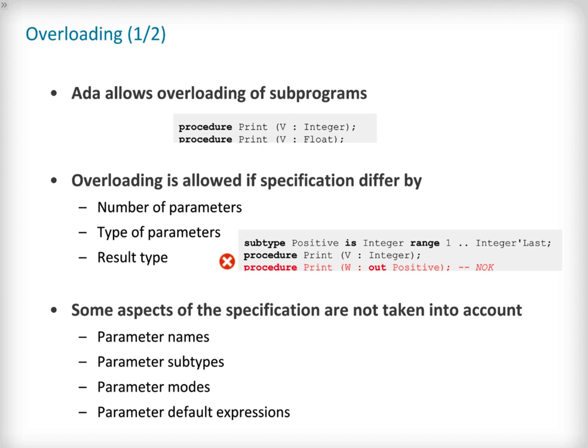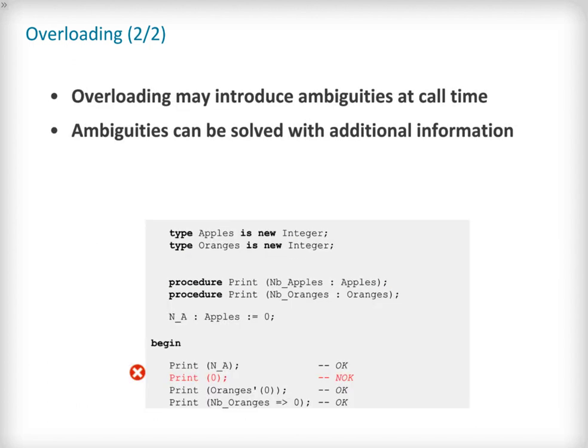We haven't seen subtypes yet, but in the case where two subprograms differ only from the subtype point of view, that will be refused by the compiler. Different modes will not create an overloading situation either, and the presence or absence of a default expression will not be taken into account. These rules are supposed to minimize the situations where there is an ambiguity when calling a subprogram. However, there are still situations where that might happen.